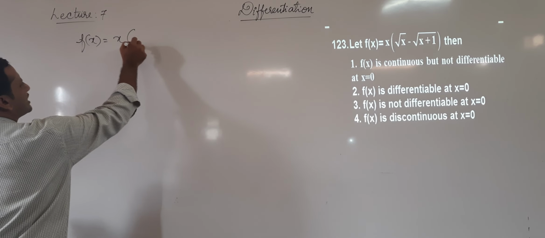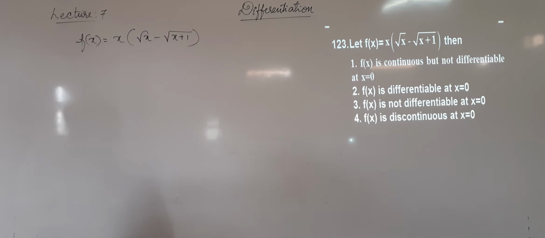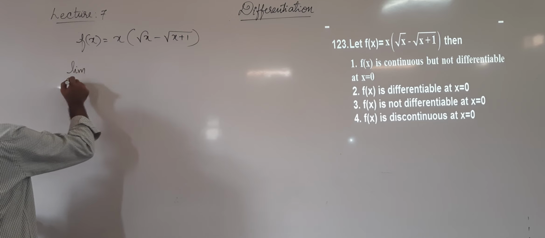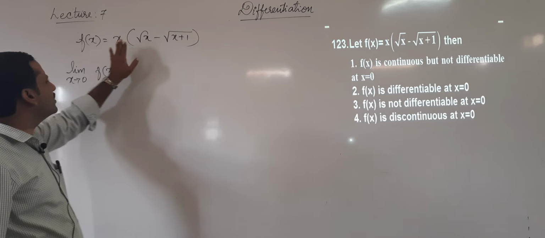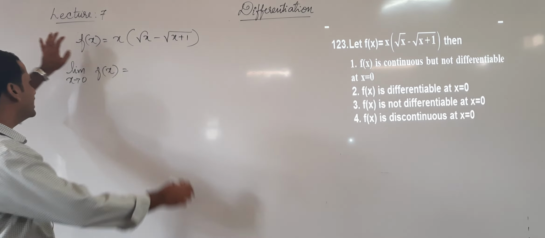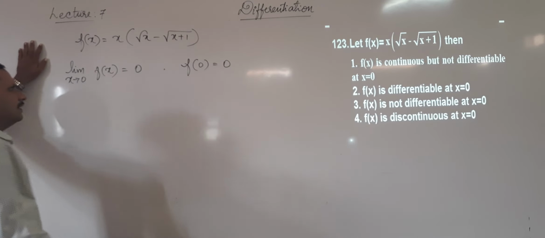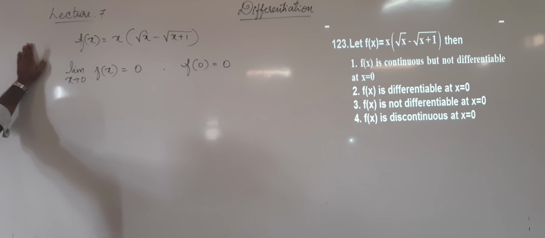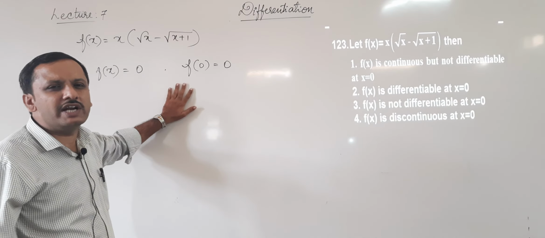f(x) is x(√x − √(x + 1)), right? Now let us see what happens to limit x tends to 0 of f(x). If I directly apply the limit as x tends to 0, this will be 0 into (0 − 0), 0 into 0, that is equal to 0. What about f(0)? Put x equal to 0, still you get 0 only, right? So f(0) is 0, limit x tends to 0 of f(x) is also equal to 0. Therefore, we can say that f(x) is continuous at x = 0. So the function is continuous at 0.